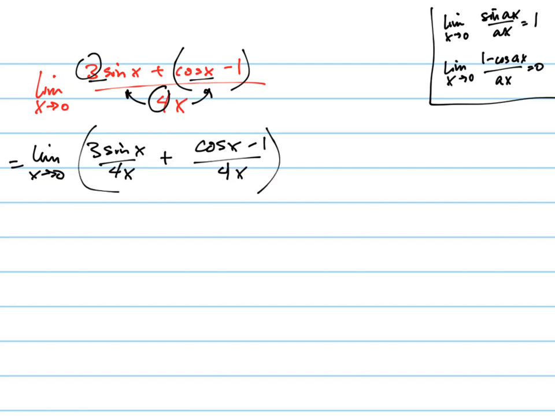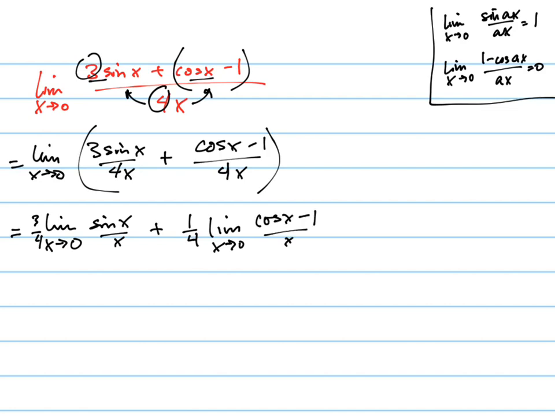So this equals the limit, by algebra of limits, I can distribute that. The limit of, and I can pull the 3/4 out, again by algebra of limits, of sine x over x. Okay? Plus, now I can pull the 1/4 out. 1/4 of the limit as x goes to 0 of cosine x minus 1 over x.